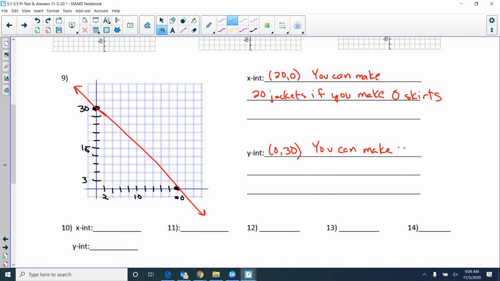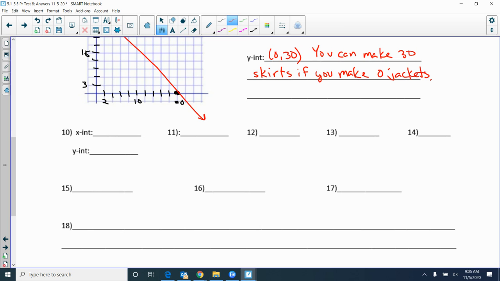You can make 30 skirts if you make 0 jackets. Okay, for that one.